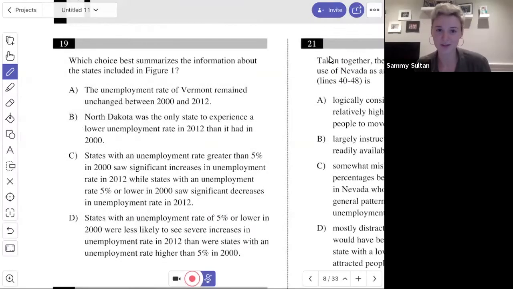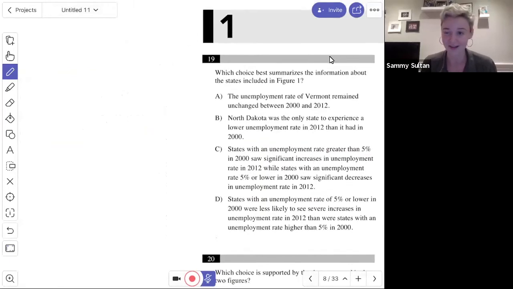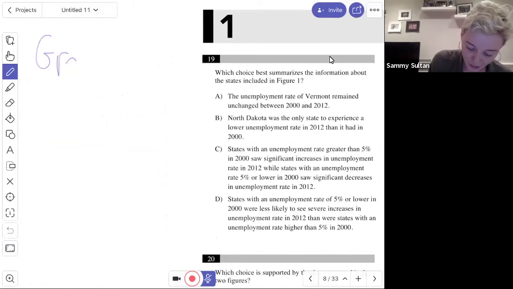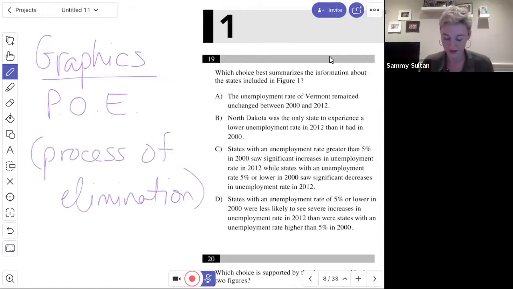Today, we want to talk about some graphics questions, one in particular, but graphics questions in general on both the reading and the writing sections are a lot like ACT science sections, okay? Really, your goal on any kind of graphics question is essentially to use POE, that's our process of elimination.